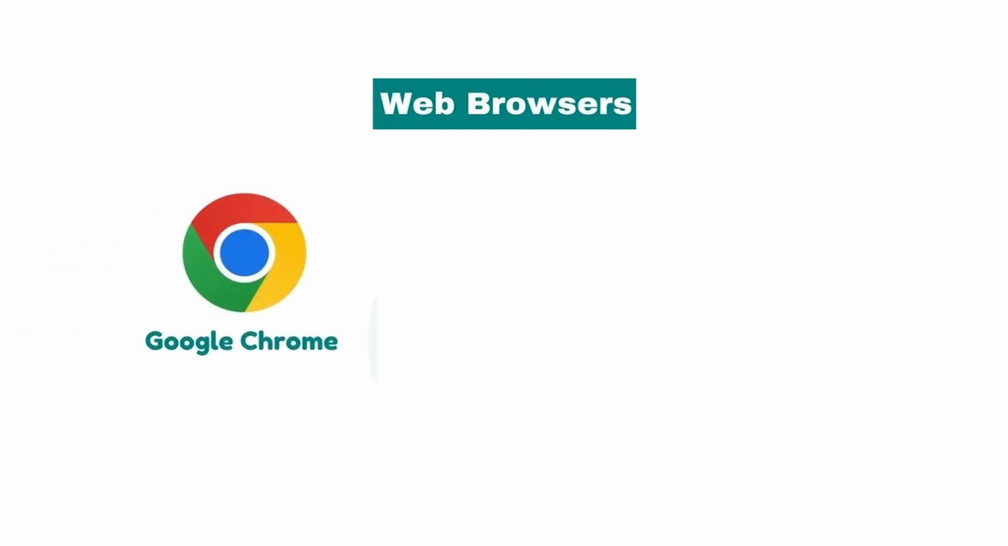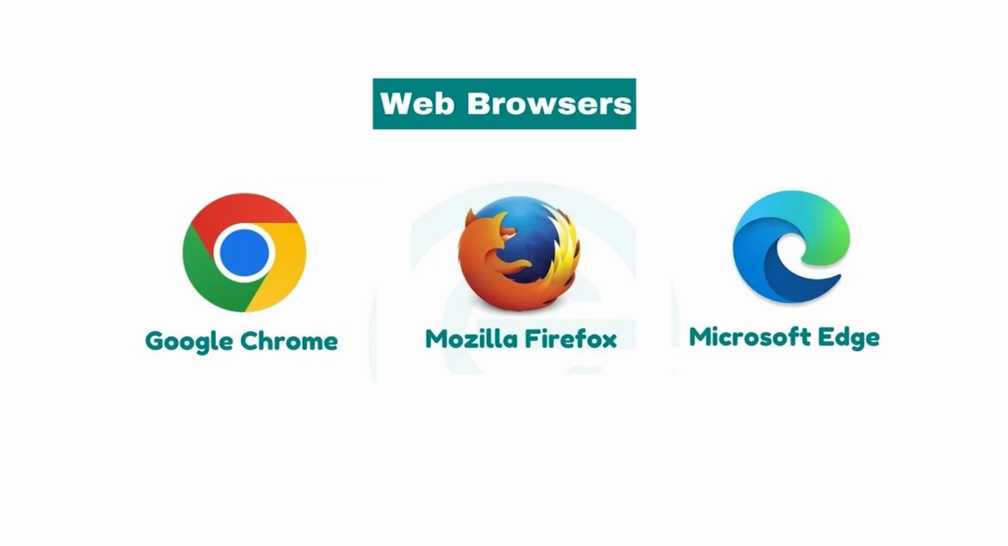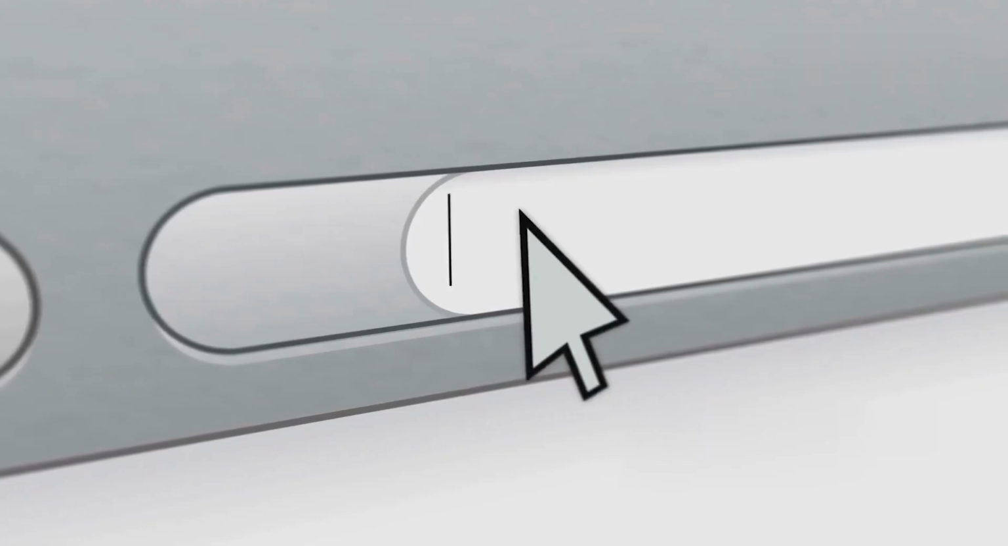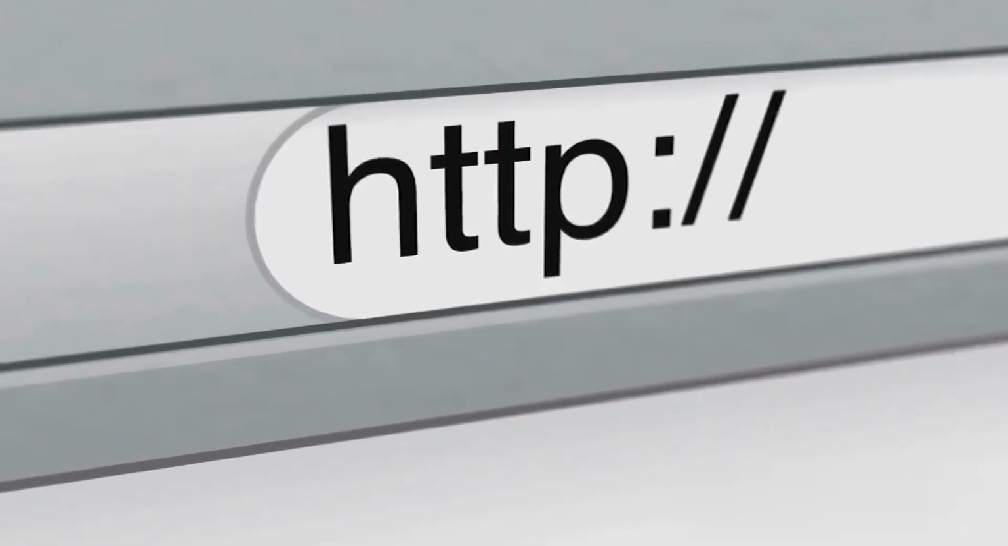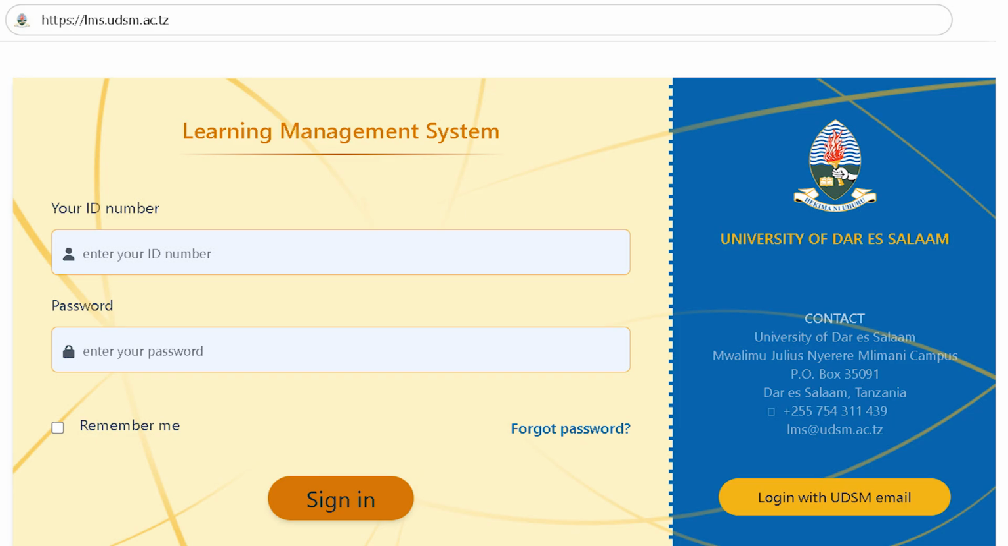To begin, open a web browser such as Google Chrome, Microsoft Edge, or Mozilla Firefox. In the address bar, type https://lms.udsm.ac.tz and press Enter. This will take you to the University of Dar es Salaam Moodle login page.